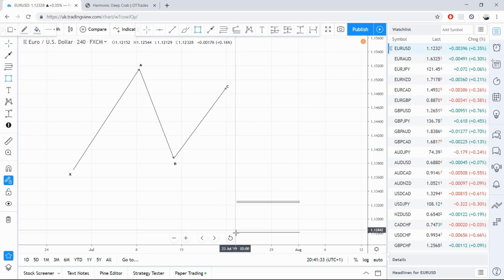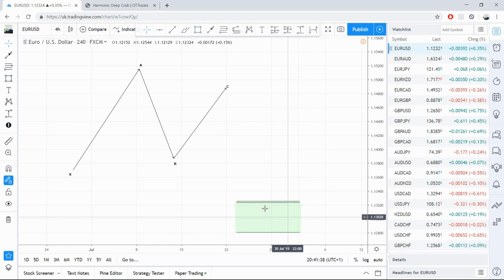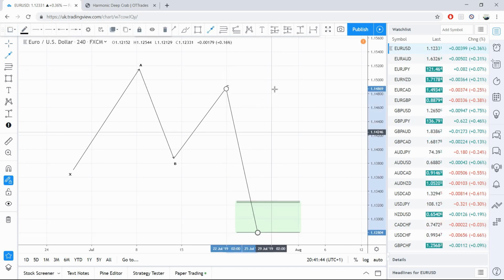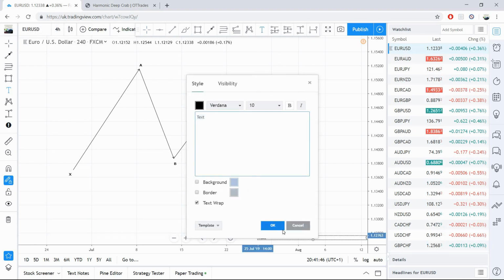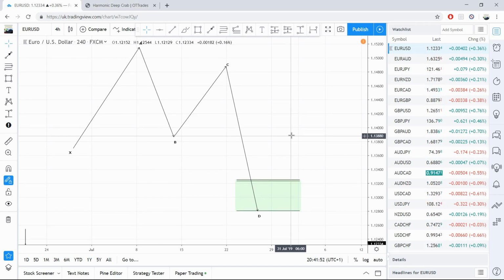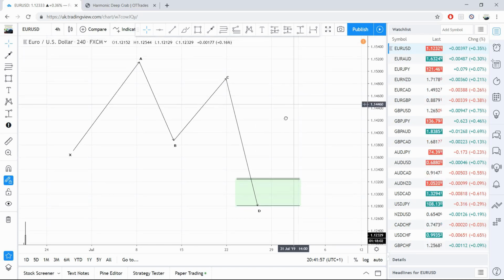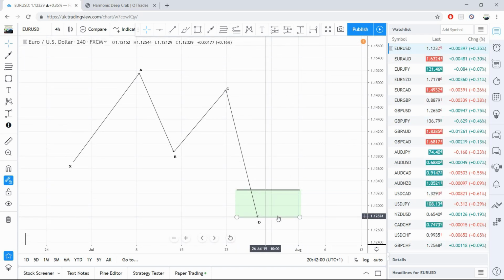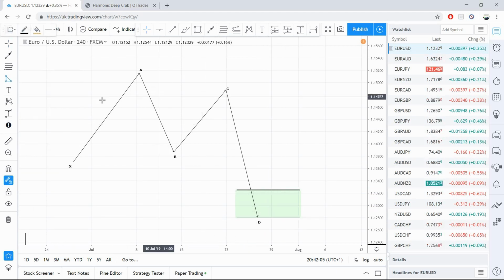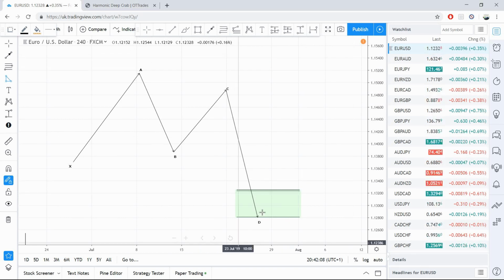So this zone here, based on our ratios, is the completion point of this pattern. This is the potential reversal zone, and that is our D point here. Again, like I've mentioned with all of these harmonic patterns, the pattern is technically not completed until price has exceeded the price extreme of the potential reversal zone. In this instance we've got a bullish reversal pattern, so we're looking for price to reverse to the upside, or bullish.